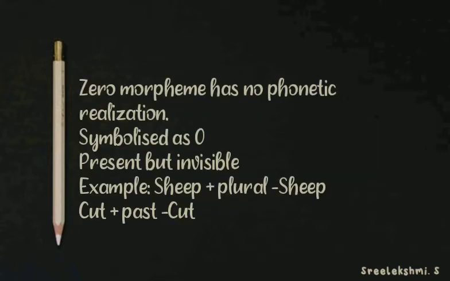Zero morpheme has no phonetic realization. It is symbolized as 0. It is present but invisible. For example, the plural of sheep is sheep itself. The past of the word cut is cut. So there is no phonetic realization, it is all the same. That's why it is called zero morpheme.